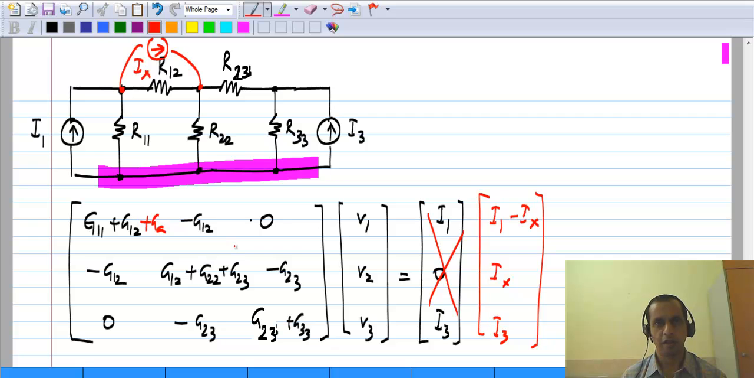We have a certain number of equations we have to set up, and we have to do it systematically. So nodal analysis is one way of doing that.